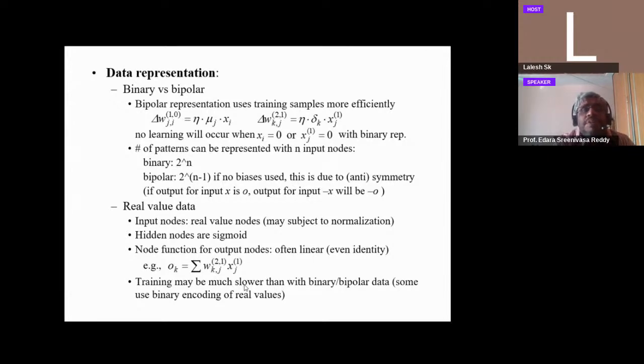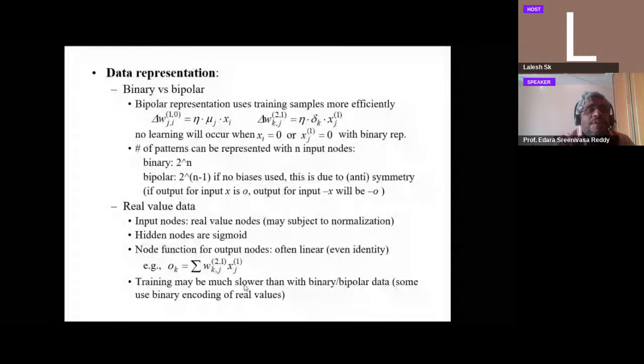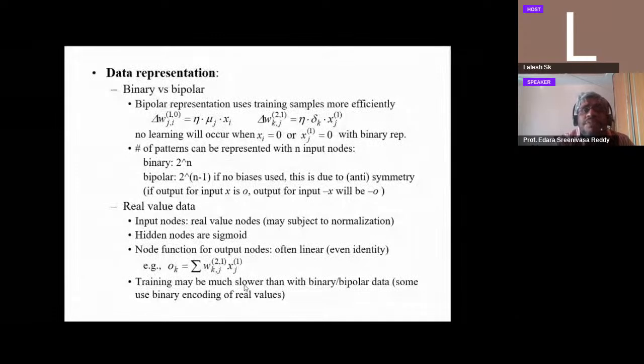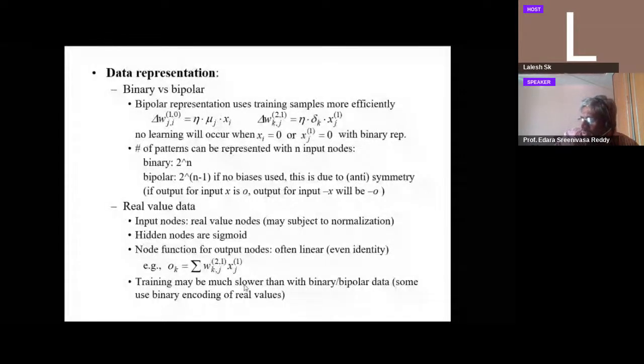And number of patterns that can be represented with n input nodes: binary 2 to the power of n patterns and bipolar 2 to the power n minus 1 if no bias is used. Similarly, for real value data, input nodes are real value nodes, and they must be normalized. Hidden nodes are sigmoid. Node functions for output nodes are often linear. Training may be much slower than with binary or bipolar. So when compared to bipolar inputs, with real world data, training will be slow, definitely.